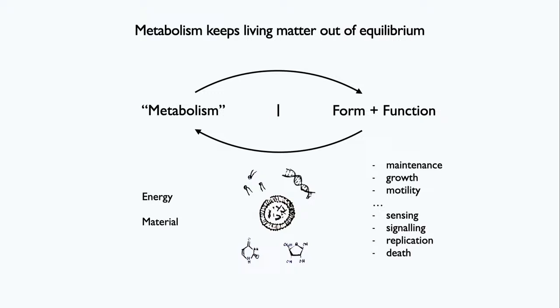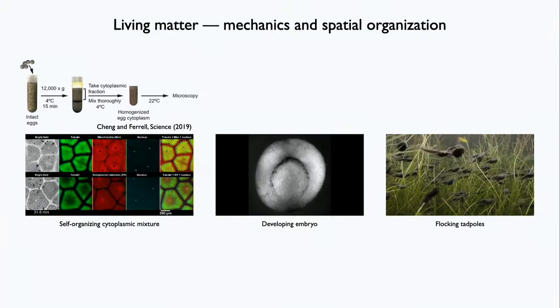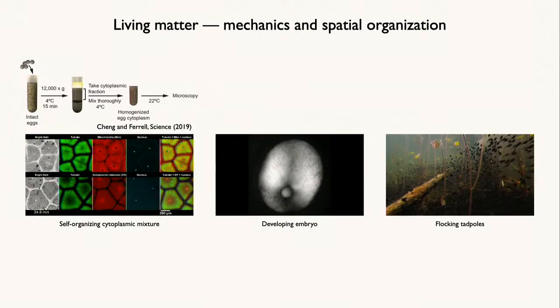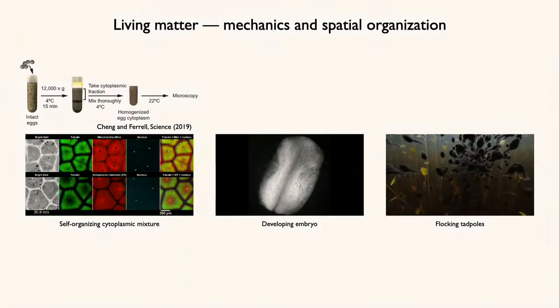Okay, it's a bit of a truism. Metabolism keeps living matter out of equilibrium, of course, and broadly speaking, it's this flux of energy and material that gives rise not only to the form, but also maintains function as dynamic traits of non-equilibrium steady states. These examples are many. Some striking ones, which relate to some of the community here, relate to mechanics and spatial organization. I show you 3 examples over here.